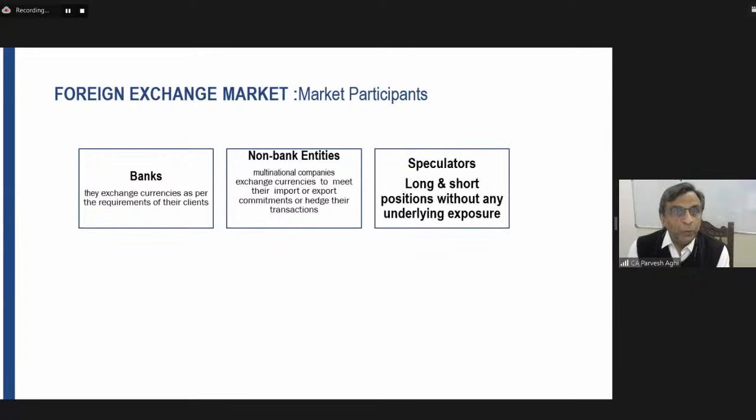So then there are speculators, the people who take either long or short positions without any underlying exposure. Which means that they don't have any imports or exports or any business transaction, but they are speculating on the currency. So they either take a long position if they expect the foreign currency to rise. Suppose they expect the dollar to rise versus the rupee, so they will go long on dollars.